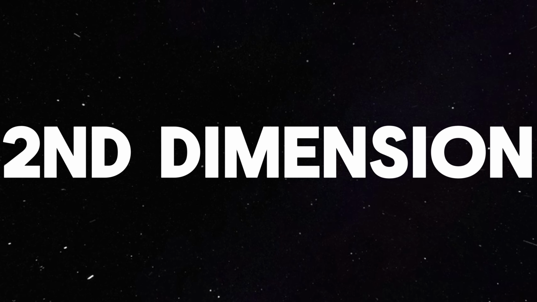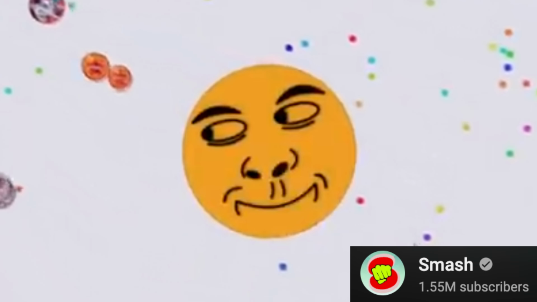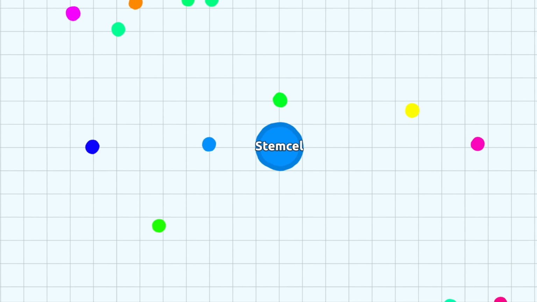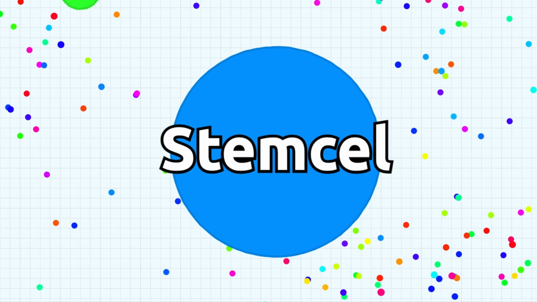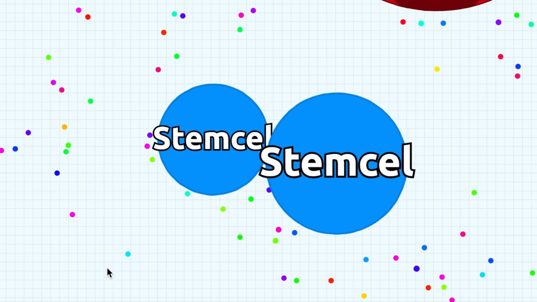Here's the... Wait, this is Agar.io, a browser game where you play as a cell trying to eat other cells. How is this a dimension? Look at this. You can move up and down, left and right, and diagonally. This is the definition of a two-dimensional plane. Now get ready for your mind to be blown.